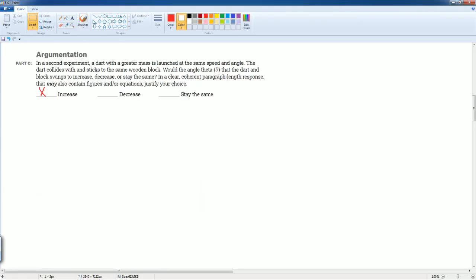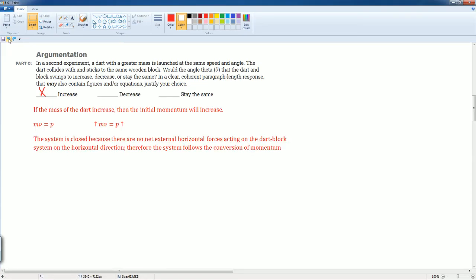This is an important problem, so I'm going to go through the explanation in great detail. First, if the mass of the dart increases, then the initial momentum will increase. mv equals p, mass times velocity equals momentum. Mass increases, momentum is going to increase. The system is closed because there is no net external force acting on the dart-block system in the horizontal direction. Therefore, the system follows conservation of momentum. Initial momentum is equal to the final momentum.